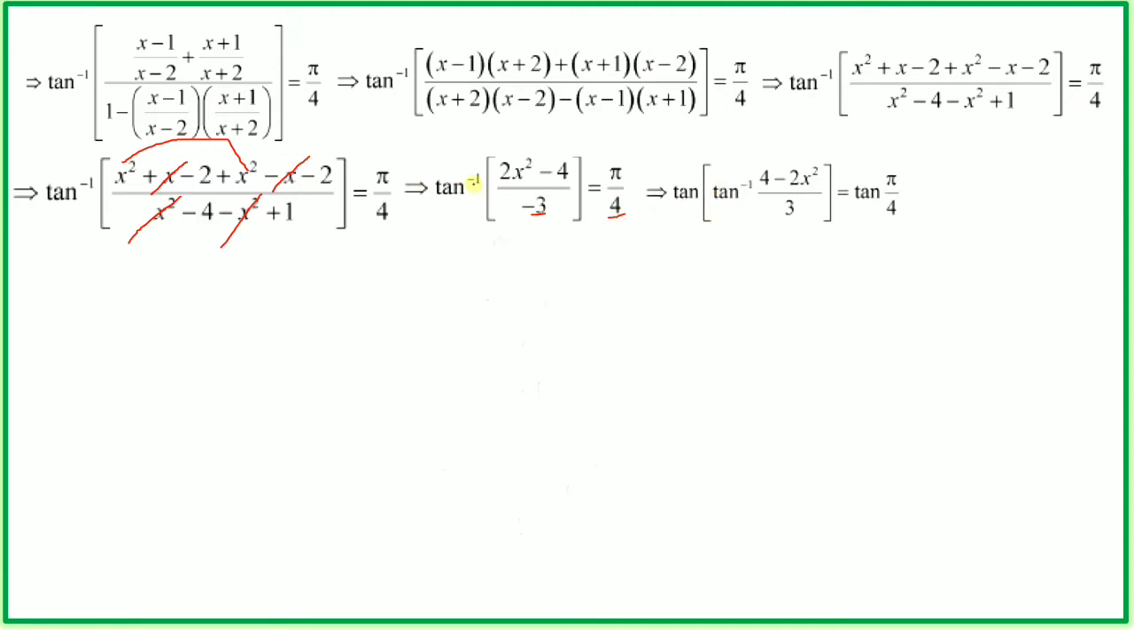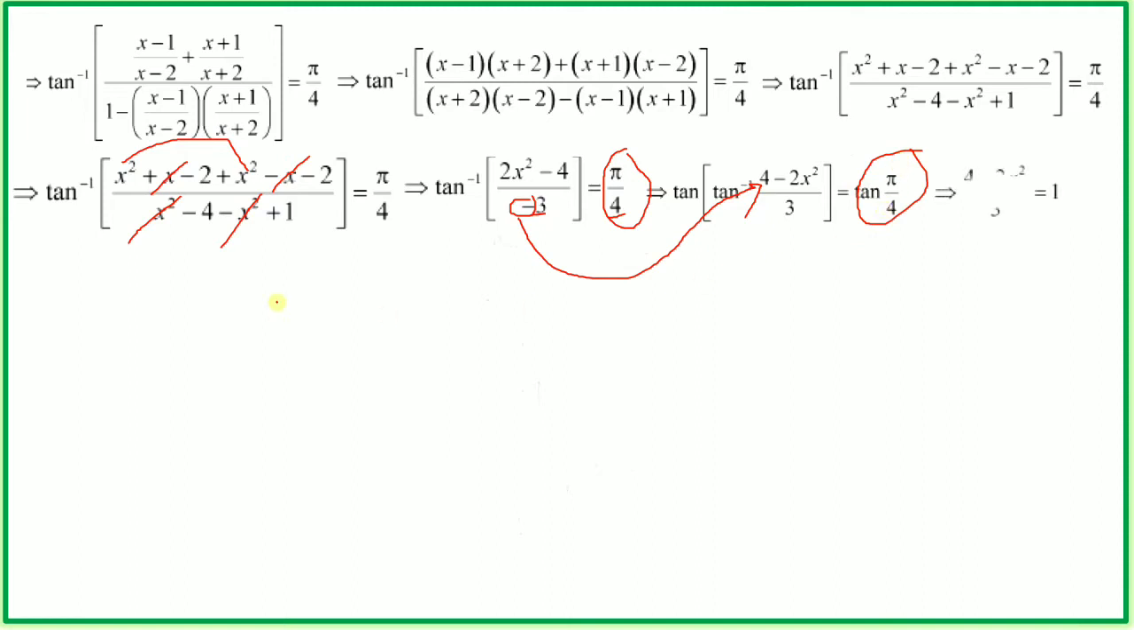Now taking tan both sides, so tan and then tan inverse of 4 minus 2x square. Why is it 4 minus? Because this minus we have multiplied in the numerator. Then tan and tan inverse are removed, and we have tan pi by 4 here. Now tan pi by 4 is 1.